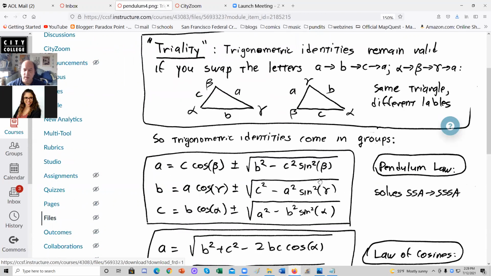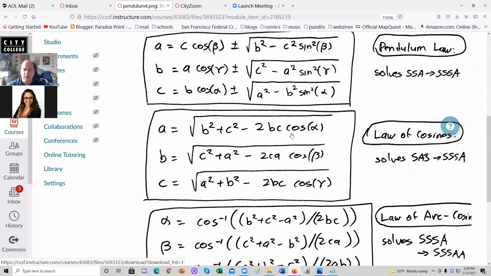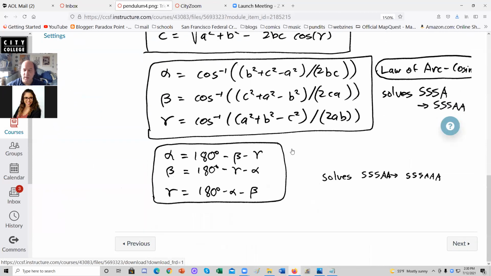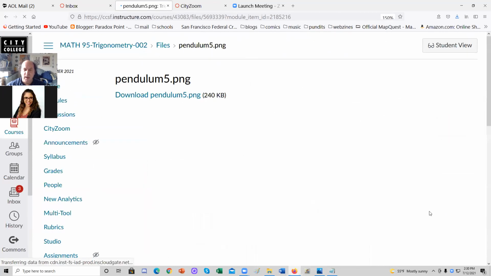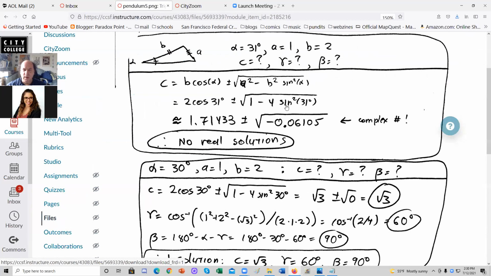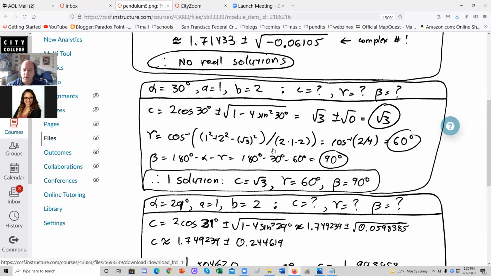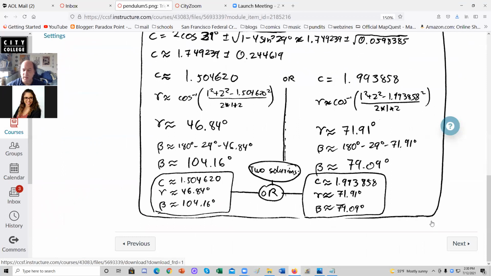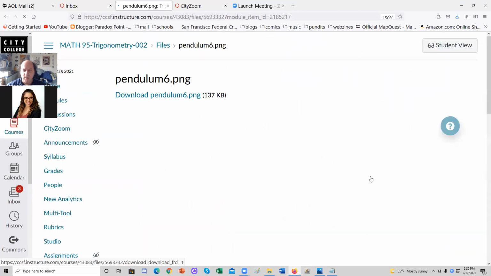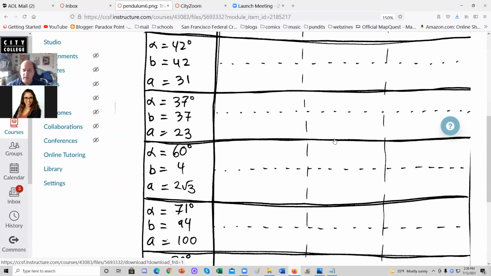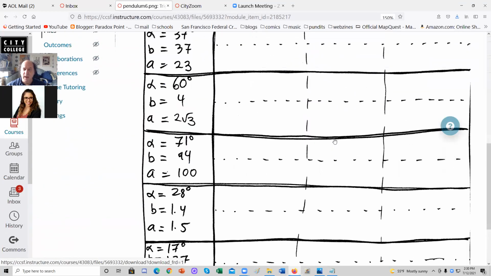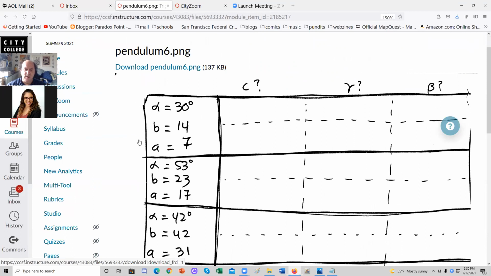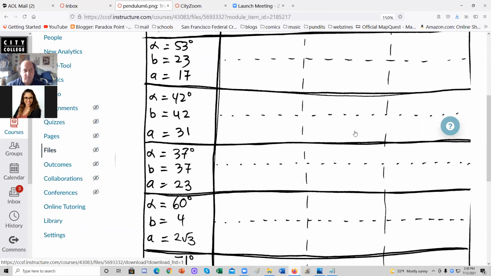And so here's 3 cases of the pendulum law. Here's the law of cosines. Here's the law of arc cosines. And I use this to solve here. There's a case where there's no solutions. Here's a case where there's one solution. Here's a case where there's 2 solutions, this or this. And I give as extra credit 8 problems where, given a side angle problem, you solve the triangle. Some of these have no solutions, some have 1 solution, some have 2 solutions.